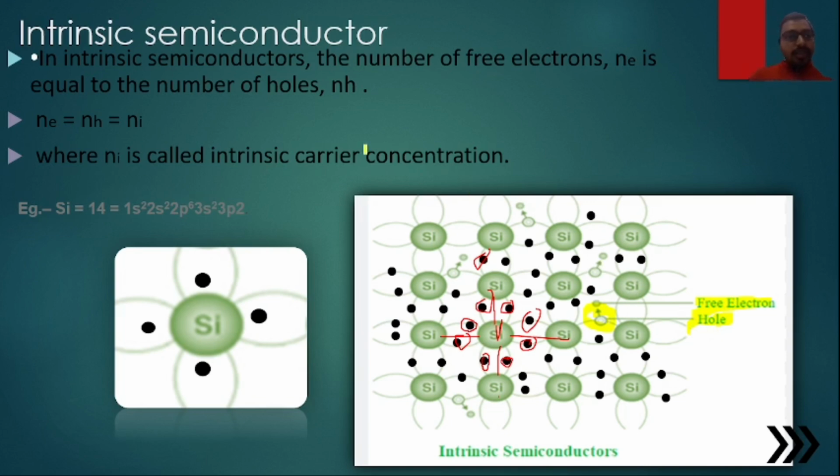And in the case of the intrinsic semiconductor, now you can understand from here that the number of electrons is equal to the number of holes. How? See, if one electron jumps from here, one hole will be created. If two electrons jump from here, two holes will be created. Likewise, the number of electrons and the number of holes are equal.